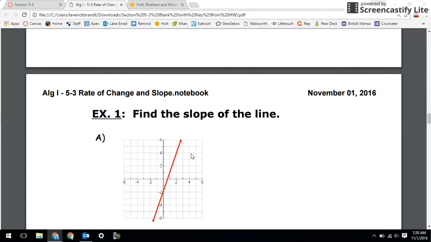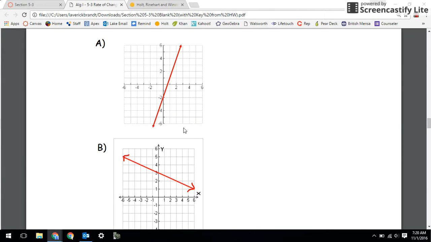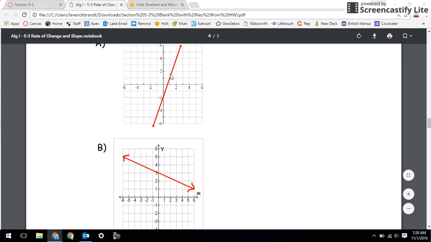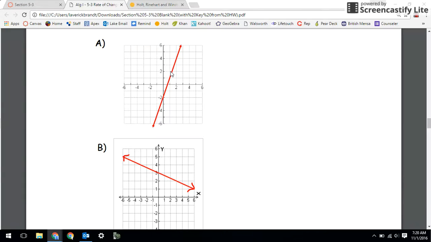So taking a look here, the slope of this line is going to be, look, here's a nice crossing point here. Here's a nice crossing point here. Here's a nice crossing point here. So what you're going to do is just count the rise and the run. So the rise would be 1, 2, 3 over 1. So 3 over 1 is my slope, or just 3 if you wanted. If you wanted to write it as a fraction, you would write 3 over 1. If you wanted to write it as just a number, you'd just say 3. Positive 3.